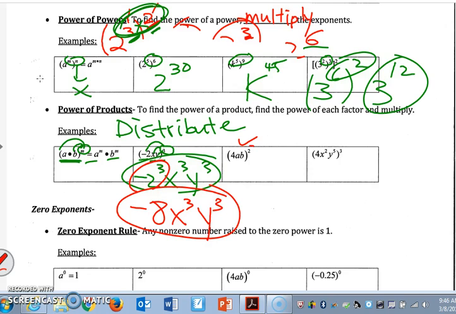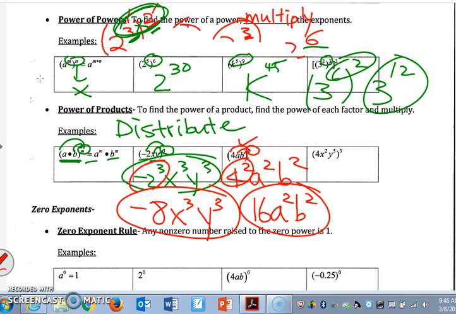This one, you just circle 2, distribute to each item. So 4 to the second, a to the second, b to the second. So you're distributing. So 4 to the second is 4 times 4, 16. A to the second, b to the second. Done. So this is called power of products. So circle that, distribute, distribute, distribute.